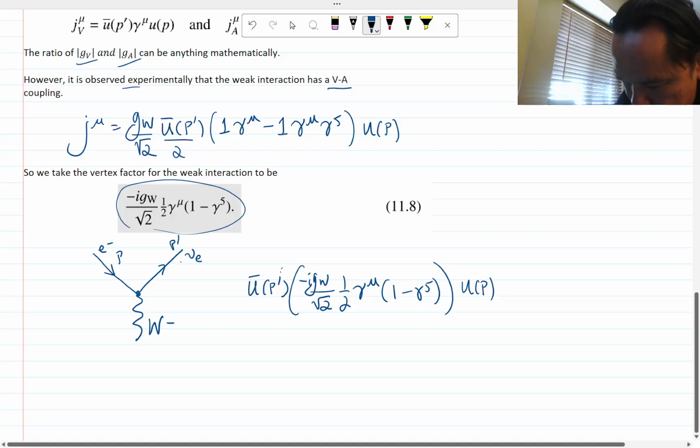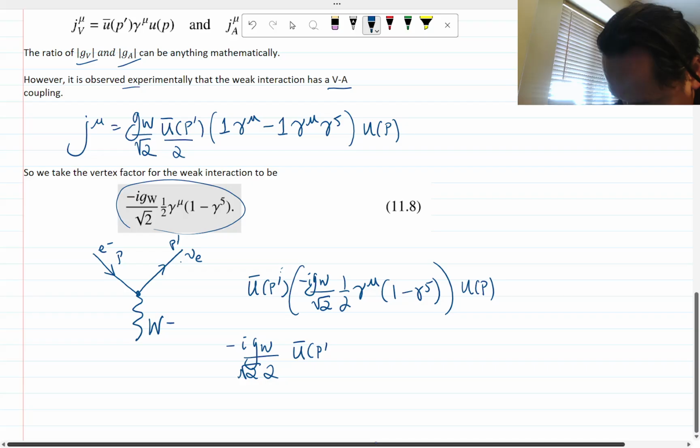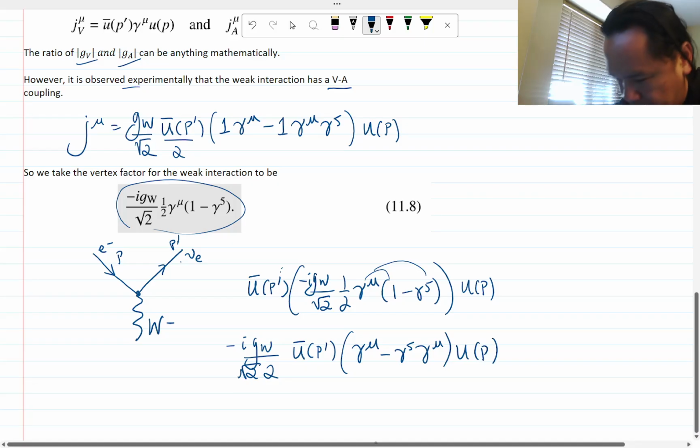So when you multiply this out, you get minus i GW. This is just a number, so you can factor this out for 2, okay? And then you have U bar P prime, and if I multiply this in, I'm going to get gamma mu here, minus gamma 5, gamma mu, and then you have U P over here. Okay, and that's exactly what we have up here.